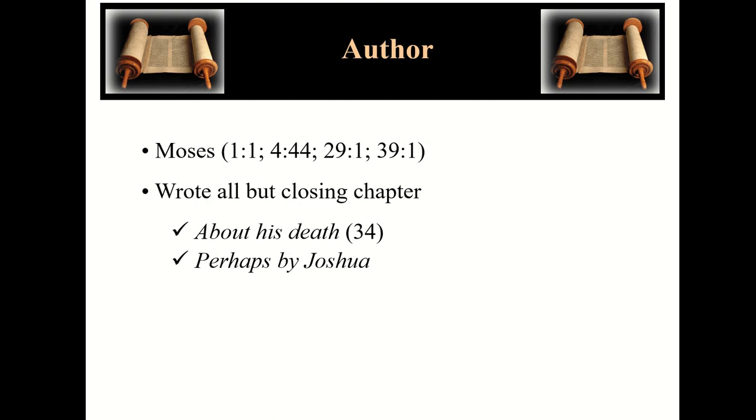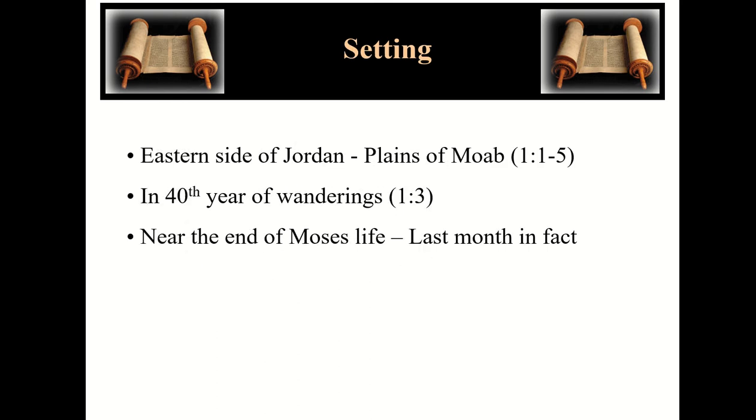The author is Moses. Chapter 1 verse 1, 4:44, 21:24, 29:1, and 31:9 all suggest that Moses is the author. He would have written all but the closing chapter, and that would be obvious because it was about his death, chapter 34. We don't know who wrote that chapter. Perhaps Joshua did, some have suggested.